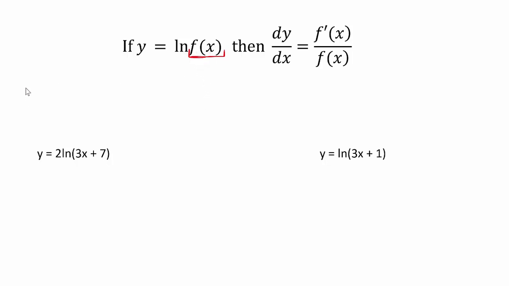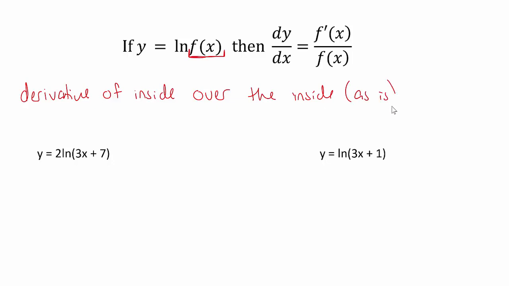So how would we write this in words? Basically, I want to take the derivative of the inside. So the derivative of the inside of natural log divided by, or over, the inside. Notice this part is not the derivative. So this is as is, the inside as it started with, okay?